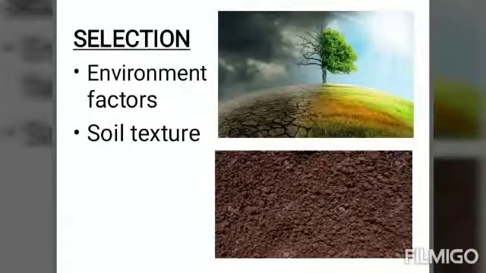Now we come to the selection of trees. So you have to keep these two very important points in mind, that is the environmental factor and the soil structure. So in the environmental factors, what comes under environmental factor? The climate and soil of locality influence to a very great extent the choice of trees.